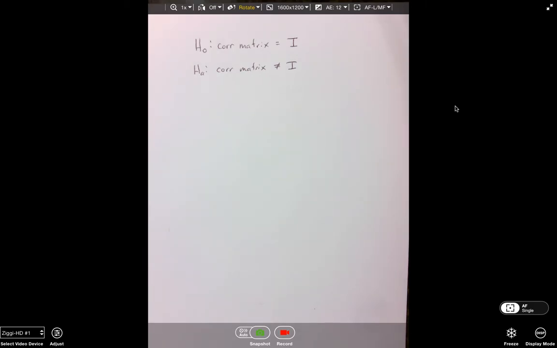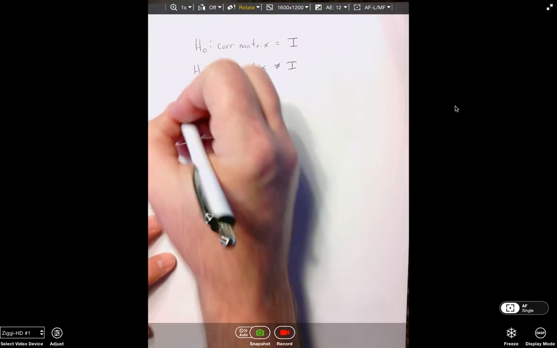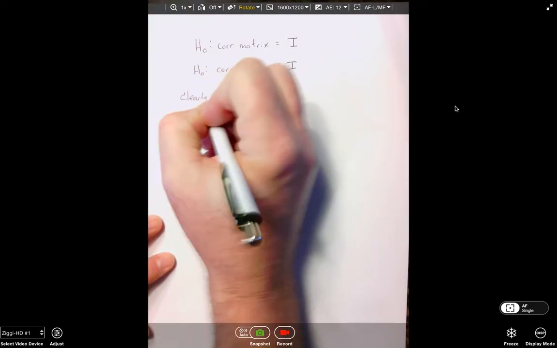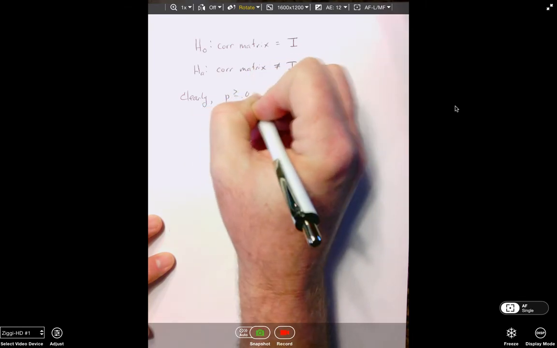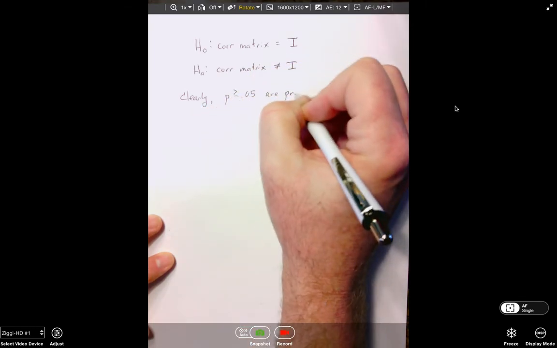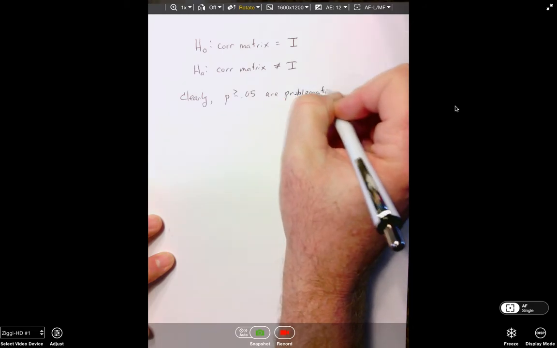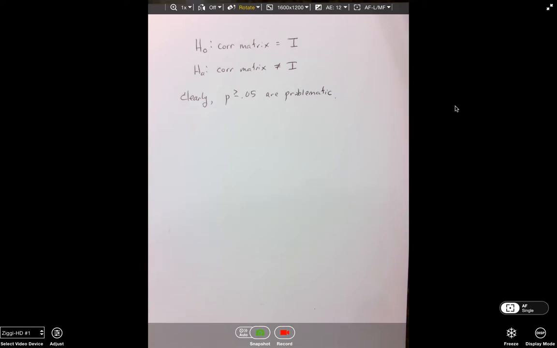Okay? Now, guys, clearly, p-values greater than 0.05 are problematic, because with a p-value greater than 0.05, we would fail to reject the null, which would lead us to believe that there's not enough difference between the identity matrix and our correlation matrix to assume that we don't have too many low correlations. So we kind of hope for statistical significance here when we run this.